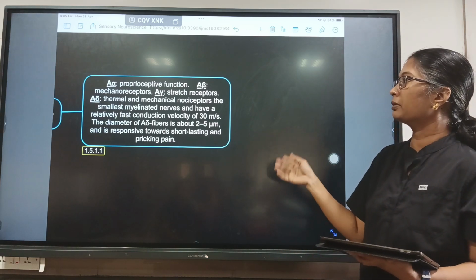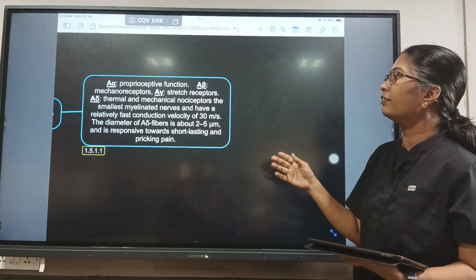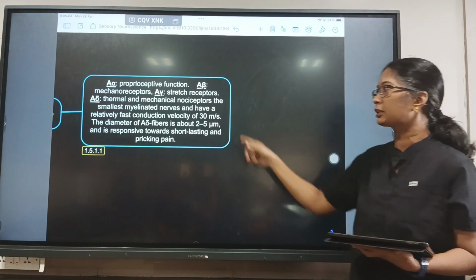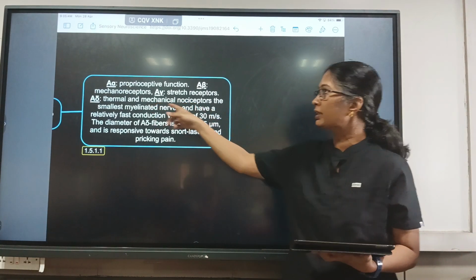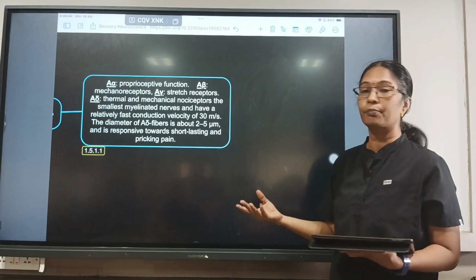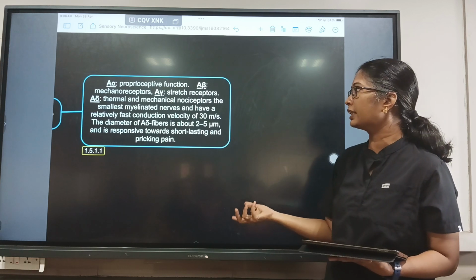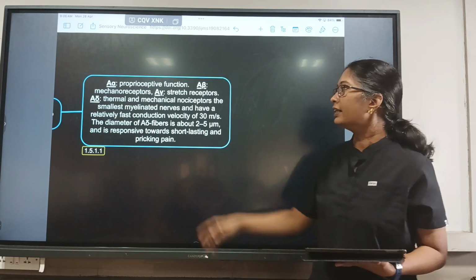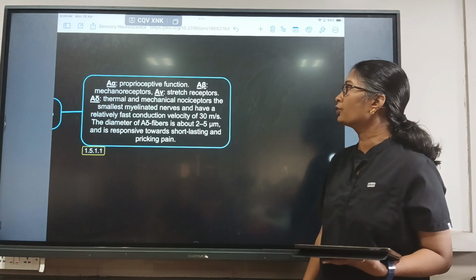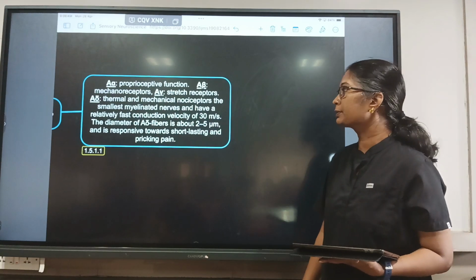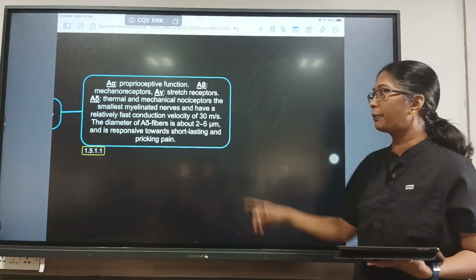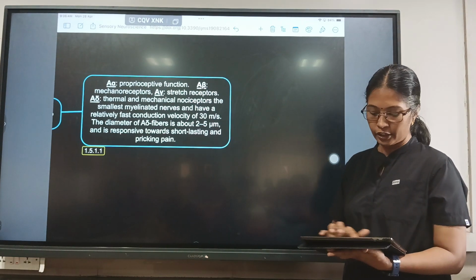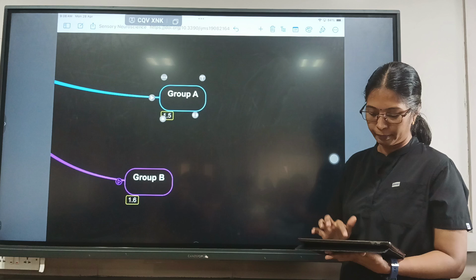They are the smallest myelinated nerves and have a relatively fast conduction velocity of 30 meters per second. That is why A delta fibers have the fastest conduction, and nociception is conducted so fast because it travels at 30 meters per second. The diameter of the A delta fibers is about 2 to 5 micrometers and they are responsive to short lasting, pricking pain. So A delta fibers conduct short lasting, pricking pain.